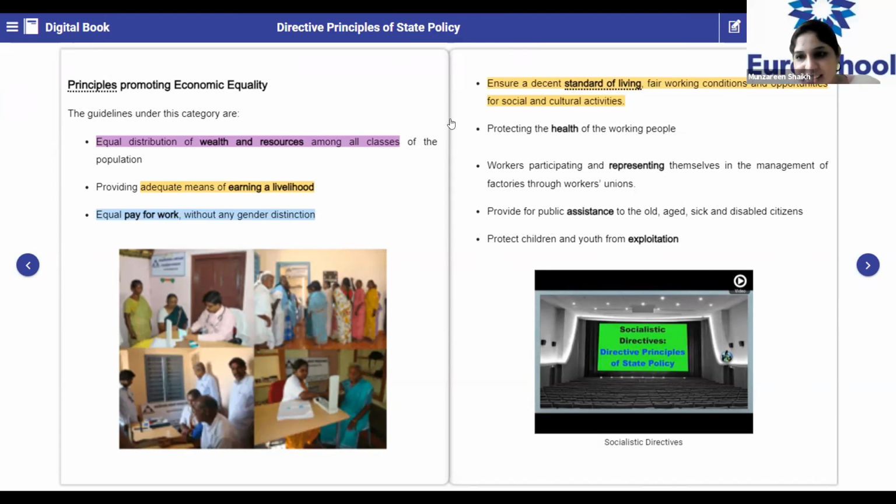Yes, somebody gave me the answer. Ma'am, it was Kartike. Okay, Kartike, very good. Next is workers participating and representing themselves in the management of factories through worker unions. Okay, the person who is sharing the screen, just underline protecting the health of working people. Underline this.